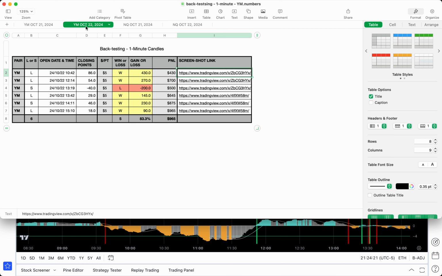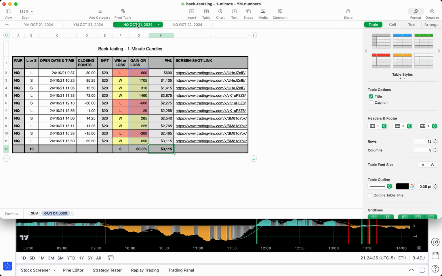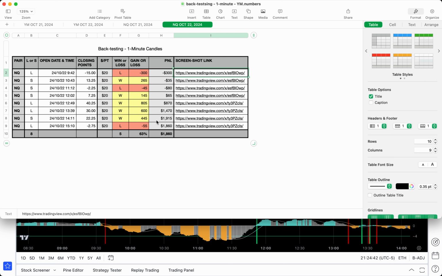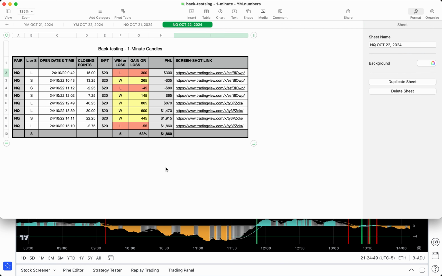You go any days you want. So I did 2 days for YM, and then I did the same thing for NQ. I did the 21st and 22nd for NQ. And you can see for NQ we had more trades. We had 10 trades, 6 wins, 60% win rate, which is not great, but we had some excellent gains on those wins, $3,000. And I also did the 22nd, 8 trades, 5 wins, 63%, $1,860. So this is looking very good.